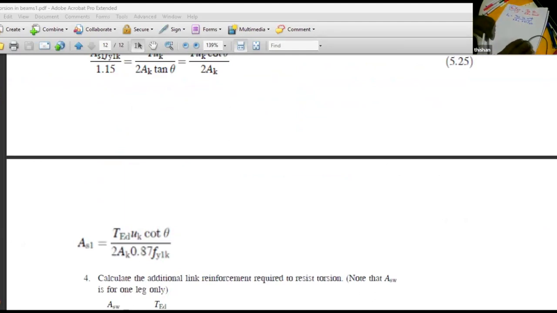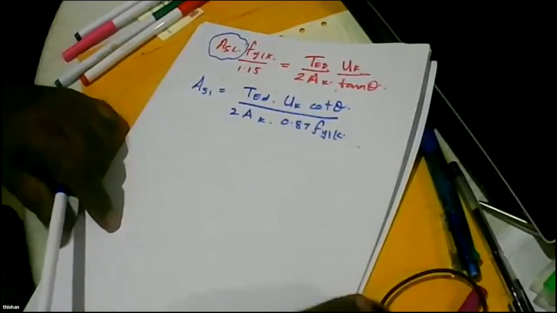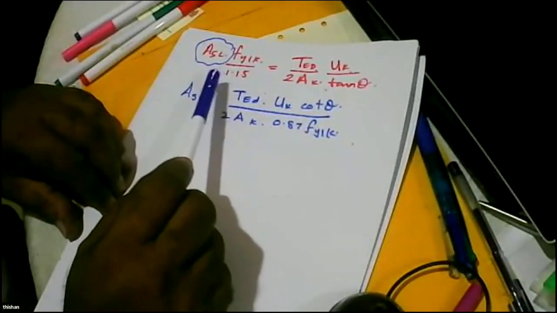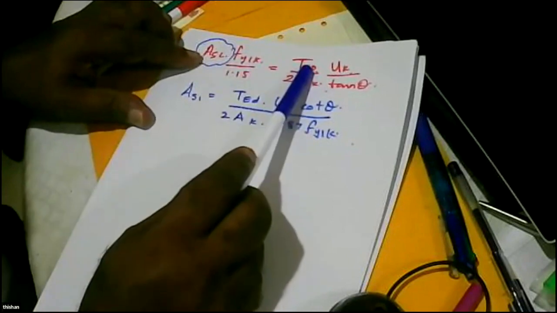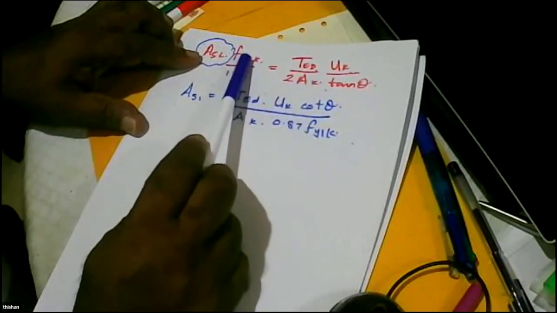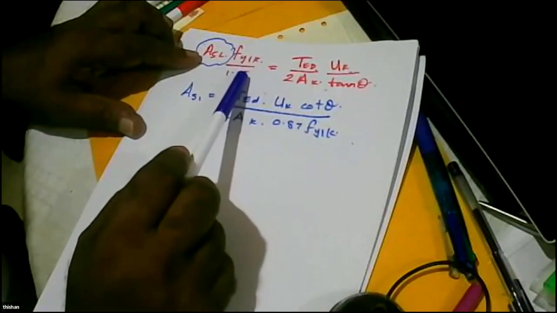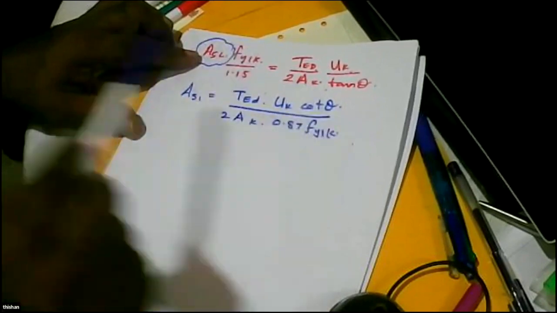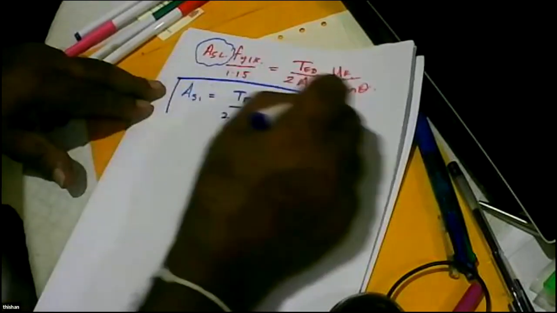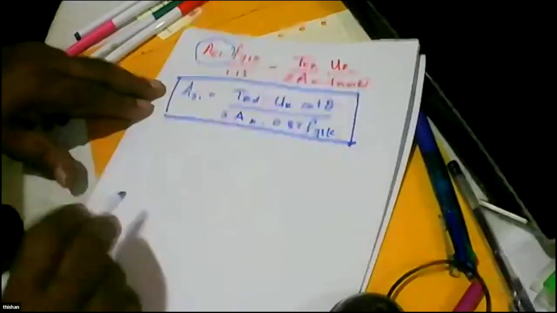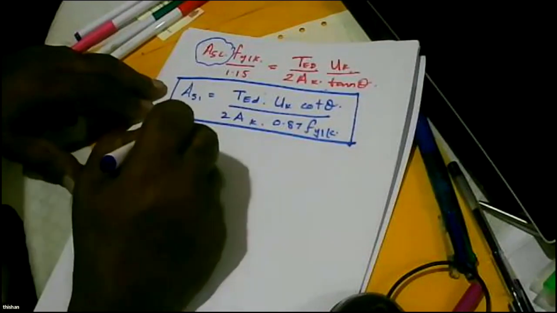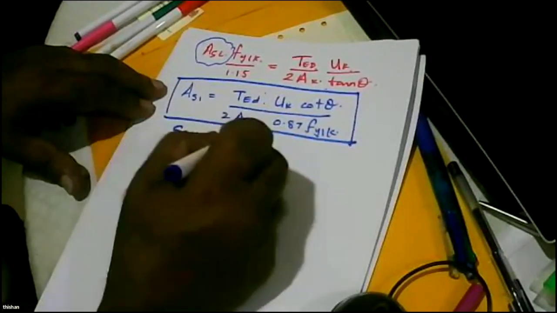And if I stop share, you can look at the white sheet. Now this is the equation that I have written from earlier one, and Asl is equal to T Ed Uk, 1 over tan theta is cot theta, 2Ak, fyl k divided by 1.15 means 0.87 fyl. So this is the equation that we need to find the longitudinal reinforcement. This is the exact equation that is given in the code. So that equation is no problem. So the only thing is this is a different version of the same 6.28.